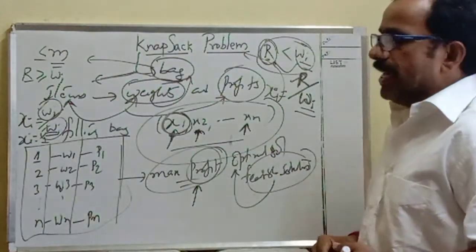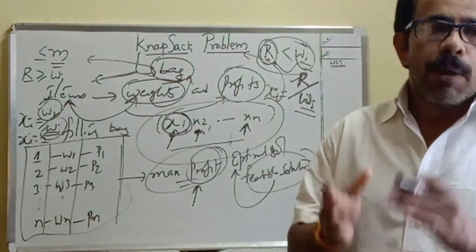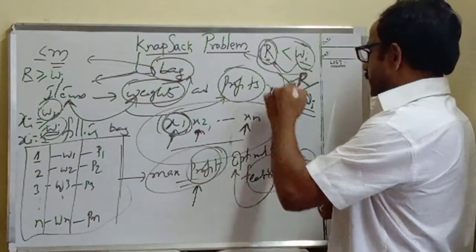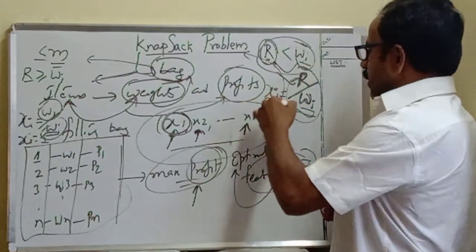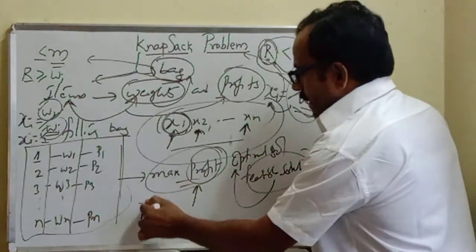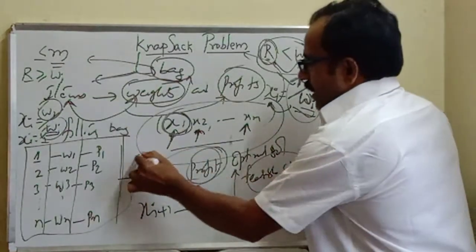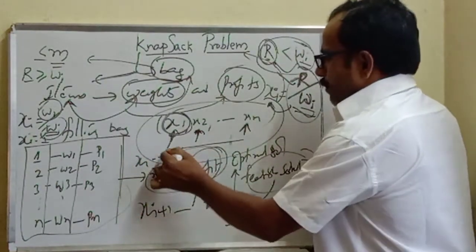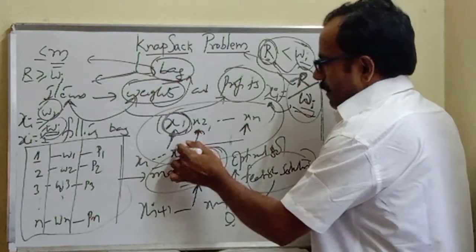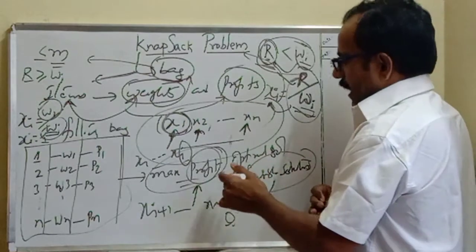Otherwise, if it is not possible to place the item completely, we verify how many units remain in the knapsack, and based on that we calculate the solution. That solution is the remaining knapsack capacity by item weight. Otherwise, if after placing the ith item the bag is completely filled, then Xi plus 1 to Xn become 0, because we cannot select the remaining items. Up to Xi minus 1 we have completely placed items into the knapsack, but for the ith item we get a fractional solution.